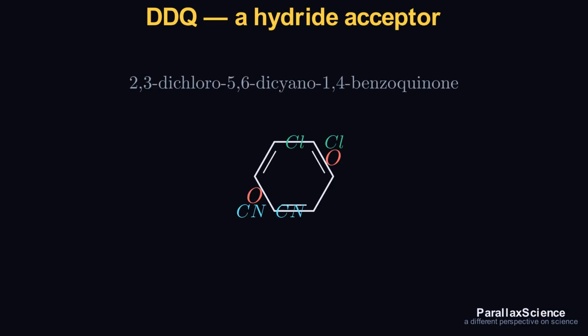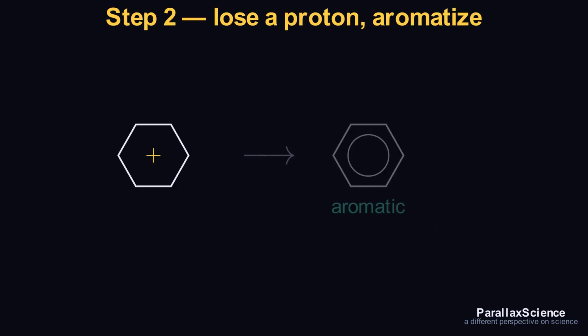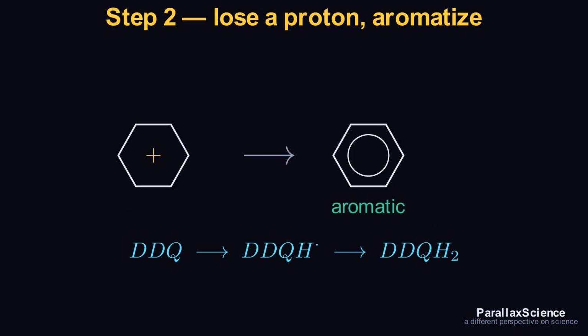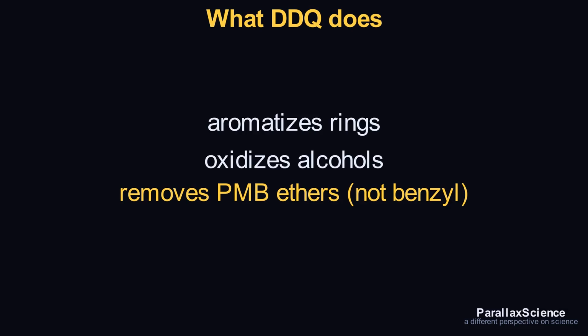DDQ. A quinone engineered to be a ferocious electron and hydride acceptor. Its favorite move is dehydrogenation. DDQ pulls a hydride off a benzylic carbon, leaving behind a stabilized cation. That cation loses a proton, a new double bond forms, and the ring drifts toward aromaticity. DDQ, meanwhile, becomes its reduced form, DDQH2. So it aromatizes rings, oxidizes alcohols, and is the standard reagent for removing the p-methoxybenzyl, or PMB, protecting group, while leaving a plain benzyl group untouched.